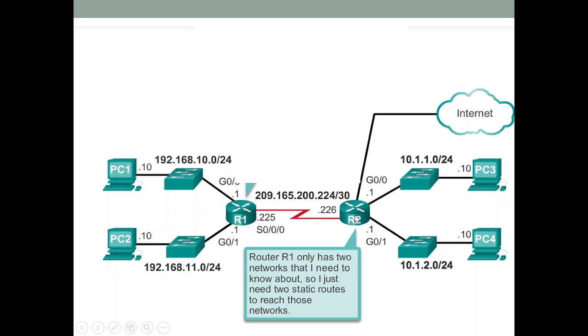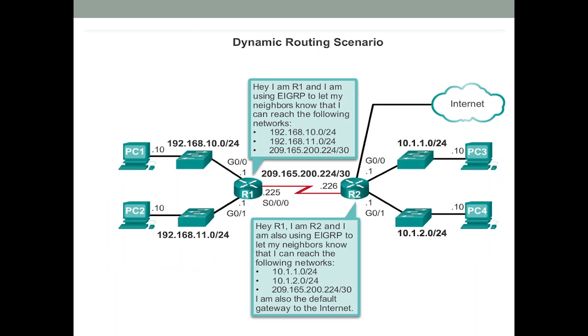Now when you come to router 2, it also has 2 remote networks. This and this one here. So the whole concept here is you have to know how to identify the remote networks before you begin configuring your static routes.